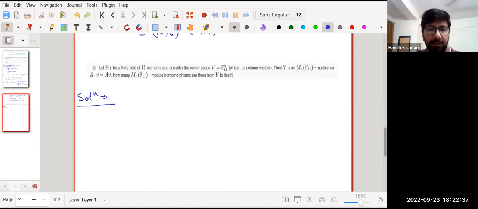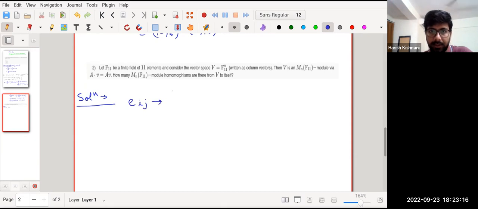See, the entire space of these column vectors is generated by your... you can write it as... okay, let me first define certain matrices. So, I hope you know this matrix Eij.